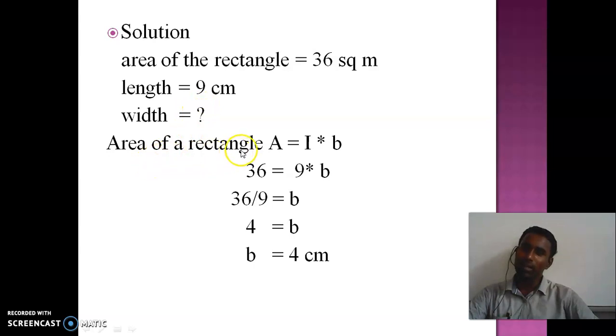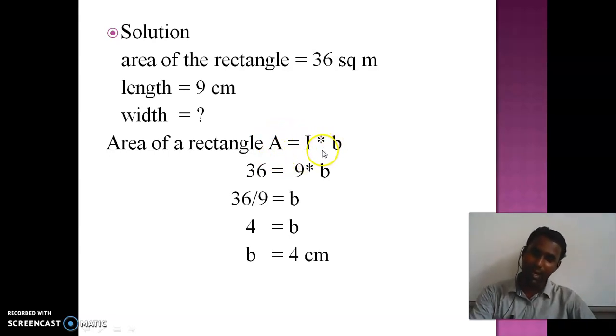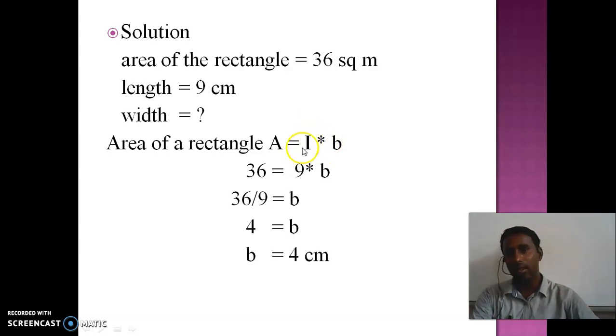So area of the rectangle, A which represents area, the short letter. So area equals length into breadth. This is L, the L value, L into B. Here the area is 36 square meter, so 36 we have to write. So 36 is equal to length into breadth. The given length value is 9, and the breadth or width we have to find. So here I take it as breadth, it's not a problem.